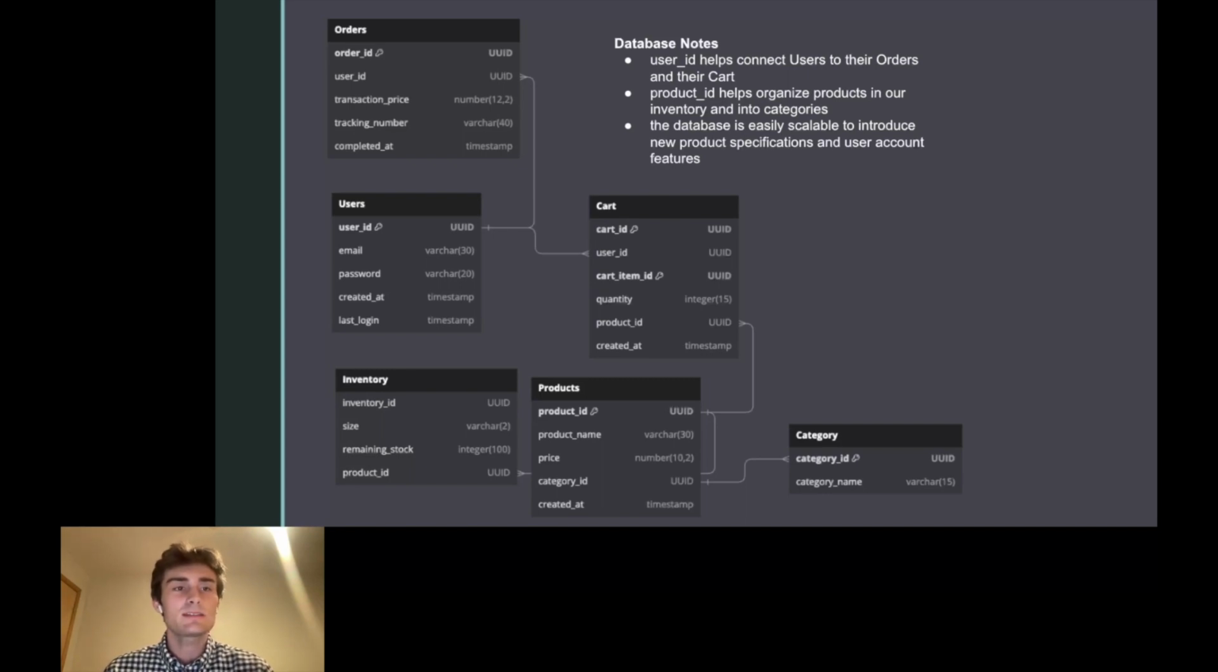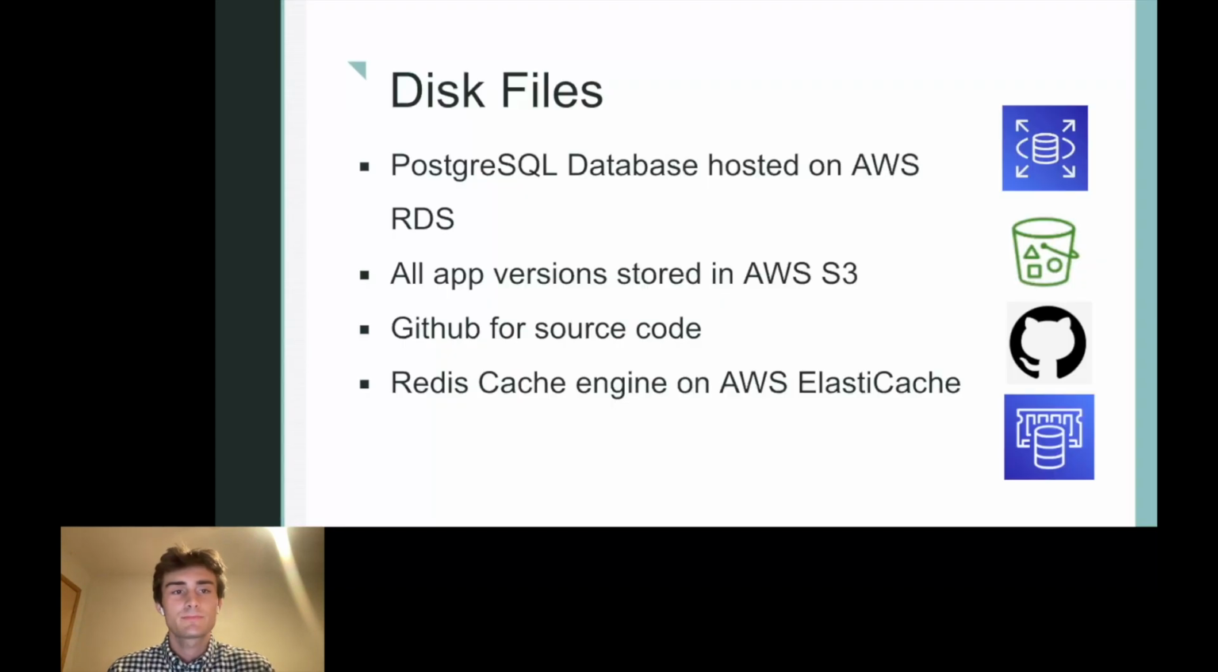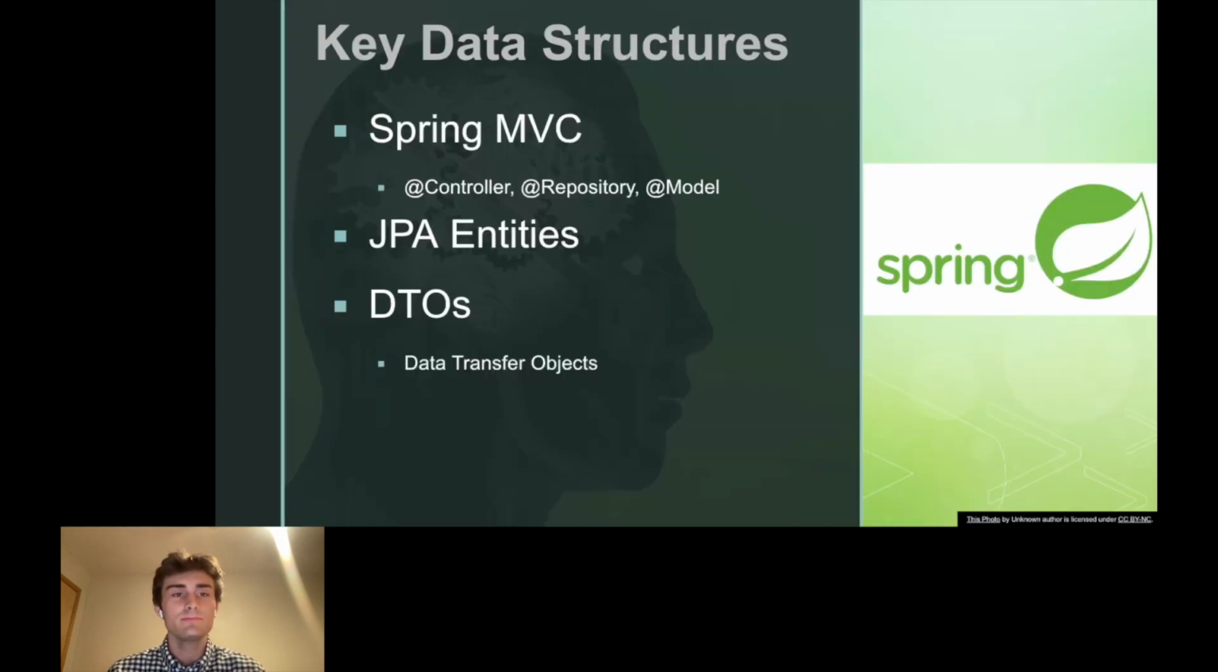The database is easily scalable, as different fields can be added to each table and versioned with our Flyway system that I'll talk about later. In terms of our disk files, we use PostgreSQL. All of our app versions are stored in AWS S3. This integrates with our CI/CD pipeline we've implemented, which allows us to rapidly redeploy old versions if a new version isn't behaving as expected. We use GitHub to host all of our source code and our pipelines, and we use a Redis cache engine on AWS ElastiCache for quick fetching of user sessions and cart information.